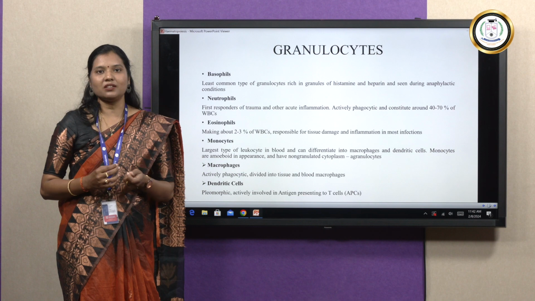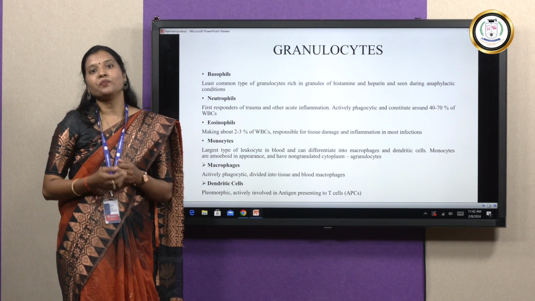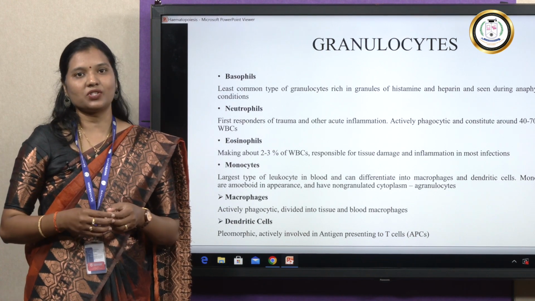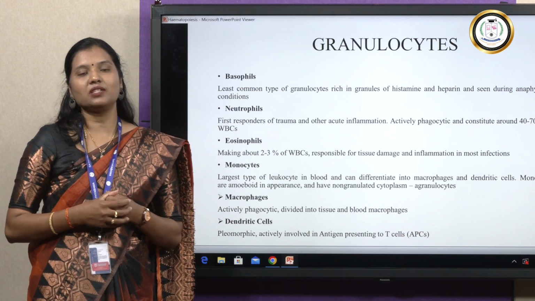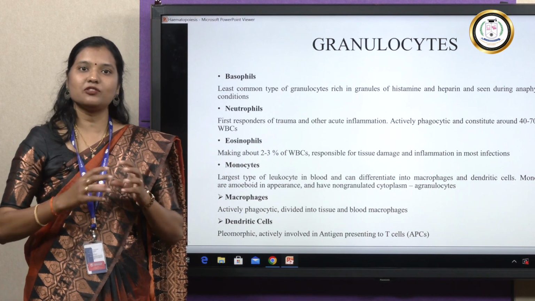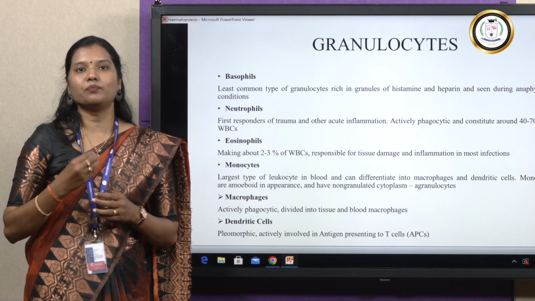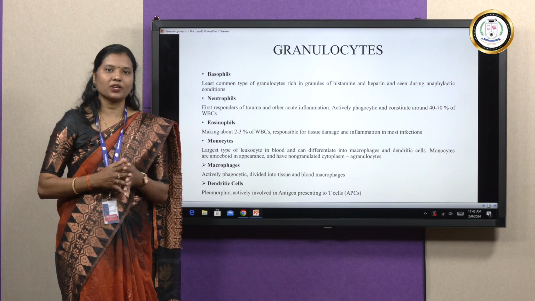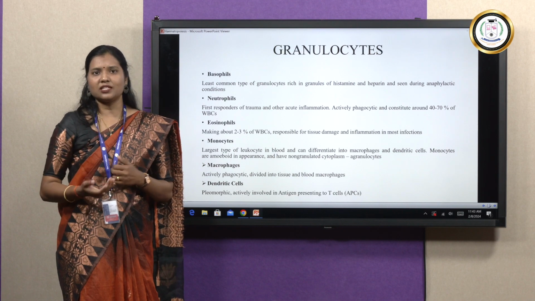When we have an immediate infection, a sudden infection or trauma, neutrophils are the first cells that will actually reach the site of infection through a process called chemotaxis. Chemotaxis is nothing but the movement of phagocytic cells towards the site of infection by means of chemical signaling proteins. We have certain chemical signaling proteins called cytokines or lymphokines. We have so many types in that. We have interferons, leukotrienes, and so on.